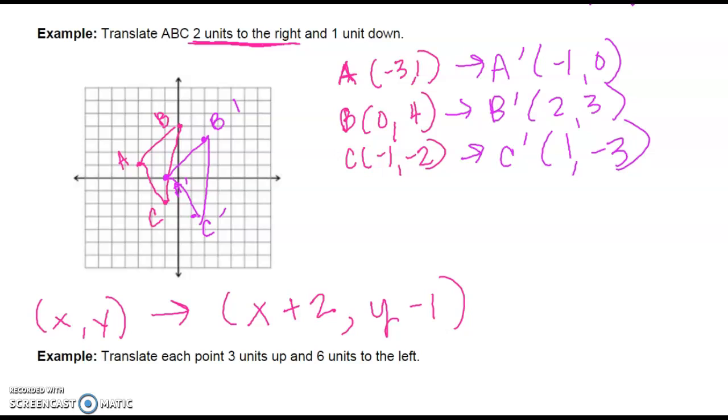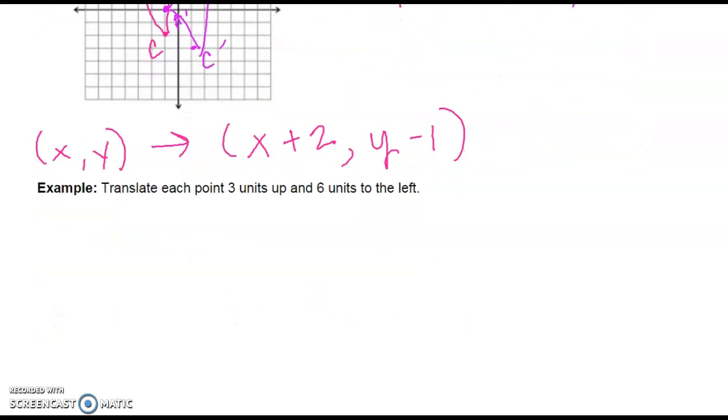I see that my shape has not changed size or shape. And I can see that my rule is exactly right. I add 2 to my x value. -3 plus 2 is -1. 0 plus 2 is 2. -1 plus 2 is 1. And I subtract 1 from my y value. 1 minus 1 is 0. 4 minus 1 is 3. -2 minus 1 is -3. Okay? All right.